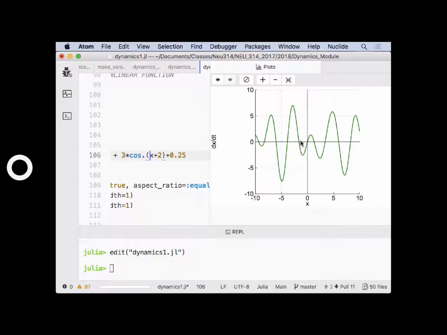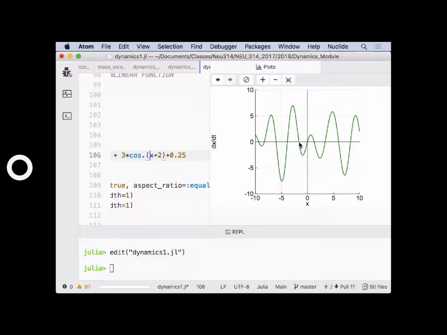Right? But this one, you'll notice, is stable. Because if you're a little bit to the left of the fixed point, if you're a little bit more negative than the fixed point, dx by dt is positive. So you move towards it. If you're a little bit to the right of the fixed point, dx by dt is negative. And again, you move back towards the fixed point.